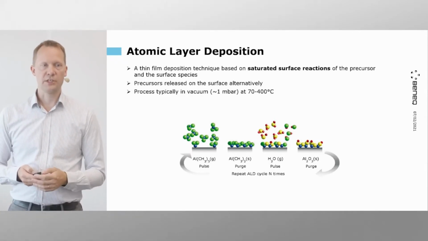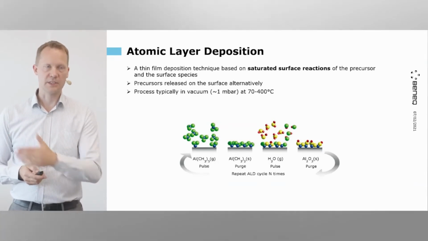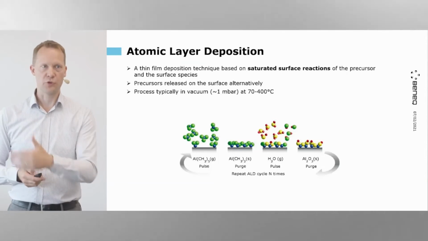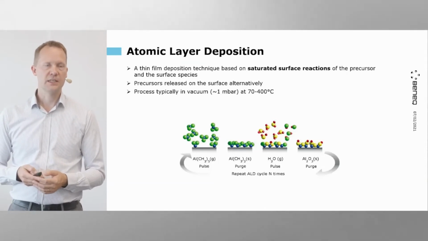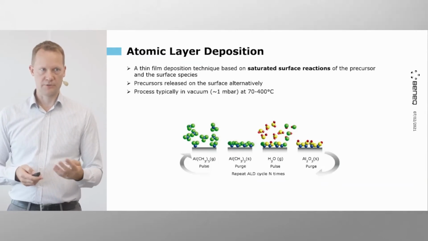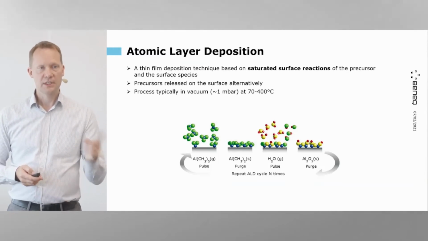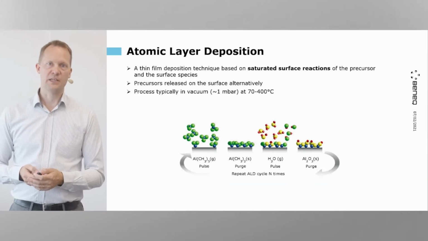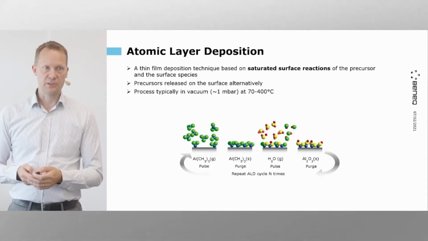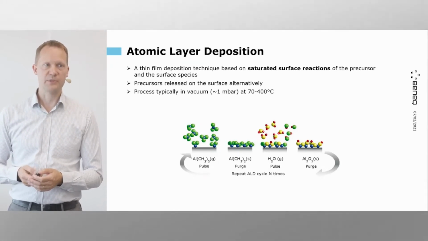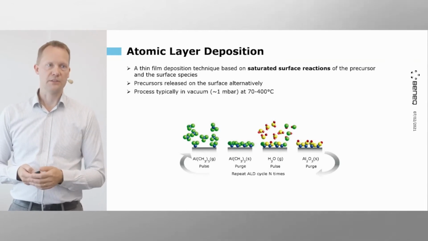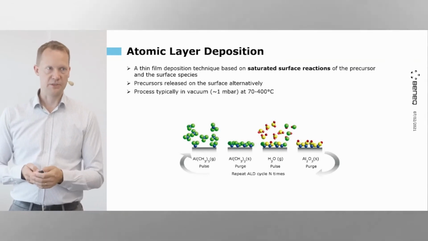After the second pulse, another purge phase is needed, so that the remaining moisture, water vapor, is removed from the gas phase. And then this ALD cycle, consisting of these four steps, pulse, purge, pulse, purge, can be repeated as many times as we wish to reach the desired film thickness. And it usually needs to be repeated many times, because one ALD cycle only gives you about 1 angstrom, or 0.1 nanometers, roughly, of thickness. So you need to be repeating this many times.